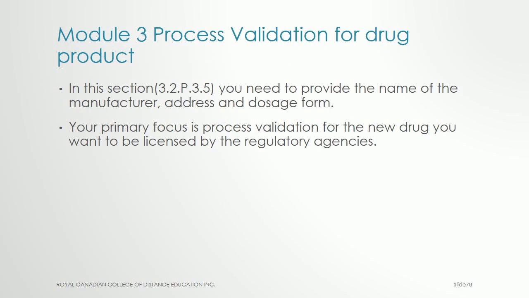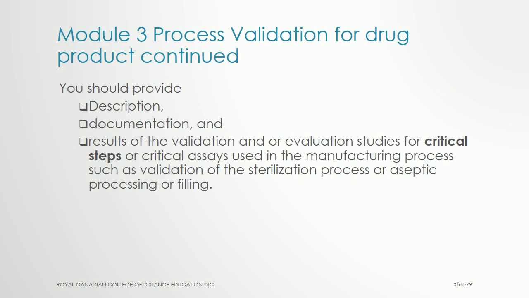In this section you need to provide the name of the manufacturer, address and dosage form. Your primary focus is process validation for the new drug you want to be licensed by the regulatory agencies. You should provide description, documentation, and results of the validation and/or evaluation studies for critical steps or critical assays used in the manufacturing process, such as validation of the sterilization process or aseptic processing or filling.